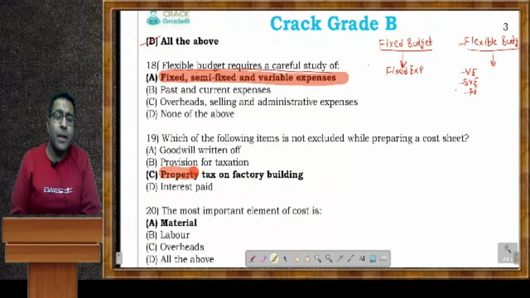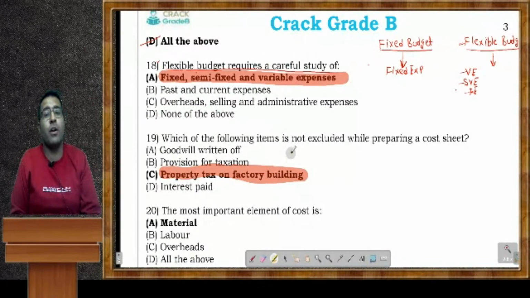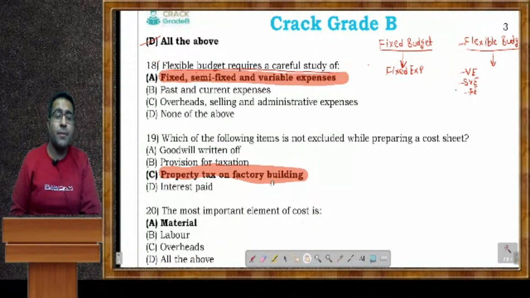So, property tax on factory building. The factory is used for the production purpose. So the property tax on factory building is included in the cost sheet.